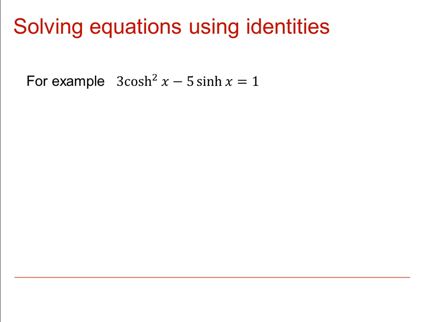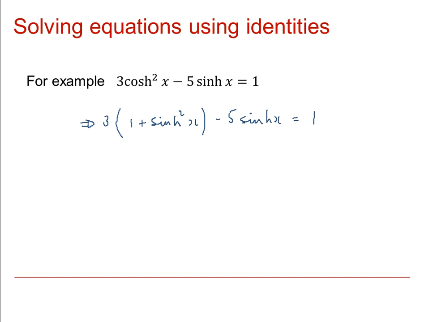So as an example of that, let's consider this one, which is 3 cosh squared x minus 5 sinh x equal to 1. So then we can use the identity for cosh squared to say that this is 3 multiplied by, well, if cosh squared minus sinh squared is 1, then cosh squared is equal to 1 plus sinh squared x. We've got minus 5 sinh x equal to 1.